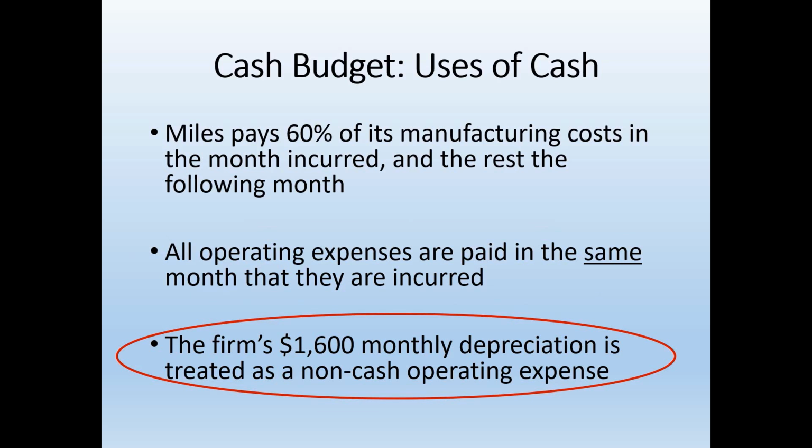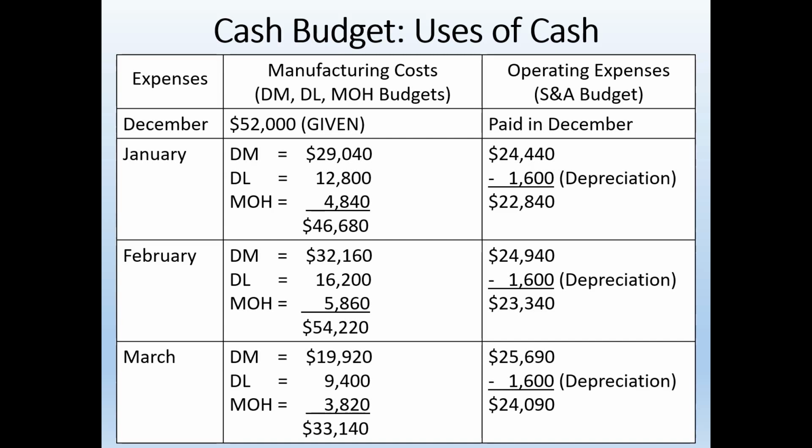Finally, the firm has $1,600 of monthly depreciation. This is a non-cash expense, so we have to remove that from the firm's uses of cash. This firm treats that depreciation as a non-cash operating expense. This table summarizes the expected manufacturing costs and operating expenses at Miles Manufacturing for the first part of the coming year.